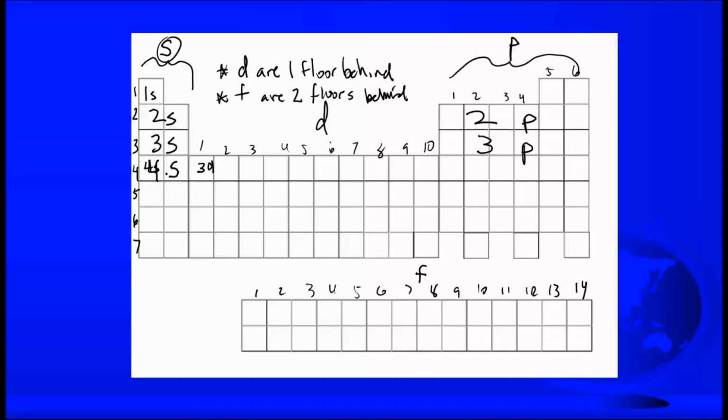Now we come to the D section, but this D section is going to be found in the 3rd floor D section. So would it be 4D? No. Well, below it would be 4D. Yes. Over here would be 4P, 5S, 4D, 5P.